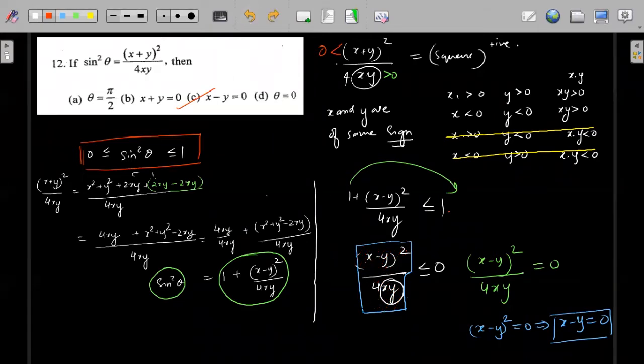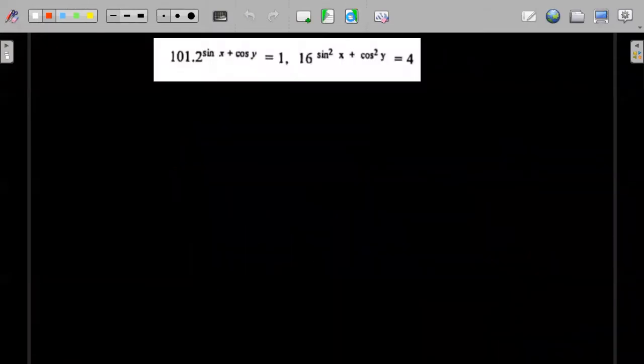When it equals 0, it will satisfy this condition also. So that means left and right are both 0. So (x minus y) whole square by 4xy is 0. This can only be 0 when the numerator is 0, so x is equal to y. Okay, fine. This part is okay. Next question. Now solve this one.